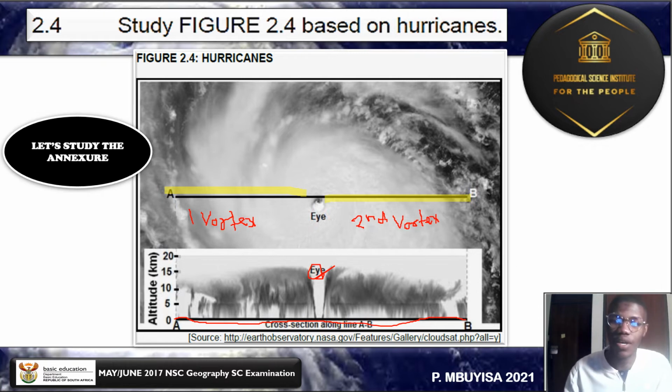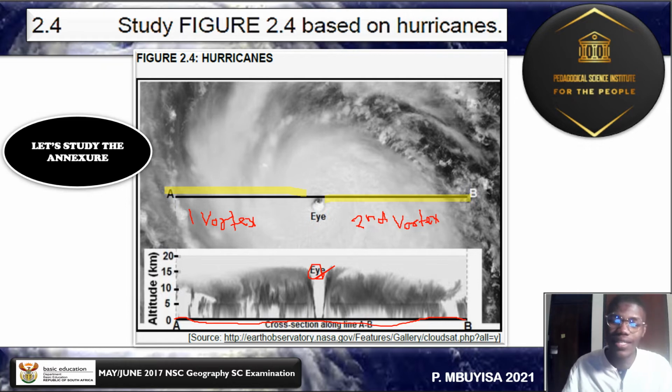So those are some of the conditions that you need to know, and this is an extract from the May-June 2017 Geography Senior Certificate Examination. So let's look at what questions we have for this, because you notice that they gave you the cross section, which means they won't ask you to draw the cross section, and they also gave you two vortexes and A to B, so they may ask you to label that if possible and give some characteristics.